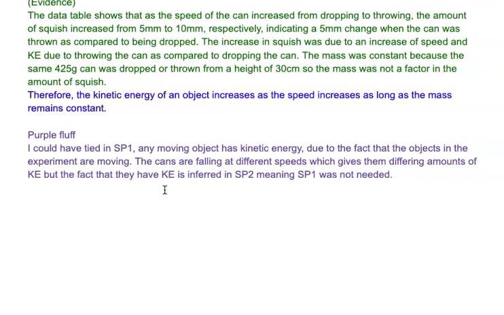But I said on here, I could have tied in SP1, any moving object has kinetic energy, due to the fact that the objects in the experiment are moving. So the cans were falling. The cans are falling at different speeds, which gives them differing amounts of KE. But the fact that they have KE is inferred in SP2, meaning SP1 was not needed. So that's why it's purple fluff. Again, there's no point in writing extra material if you don't need to. Stick to the point. All right, so that is our practice CER.